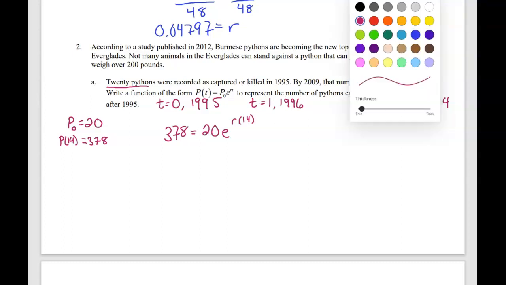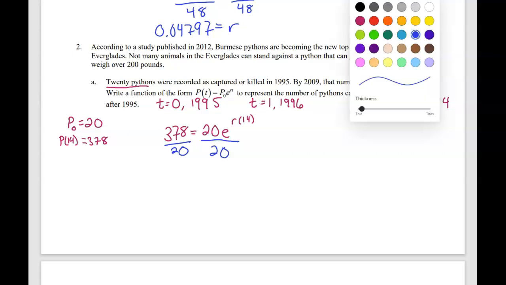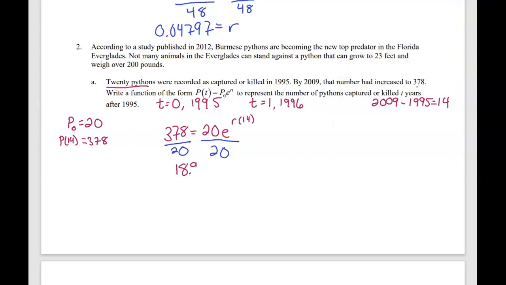And then I'm going to solve for that rate, very similar to how I solved for the r in the previous one. So I'm going to divide both sides by 20. I take 378 and divide by 20, and I'm going to get 18.9 is equal to e raised to the 14r.